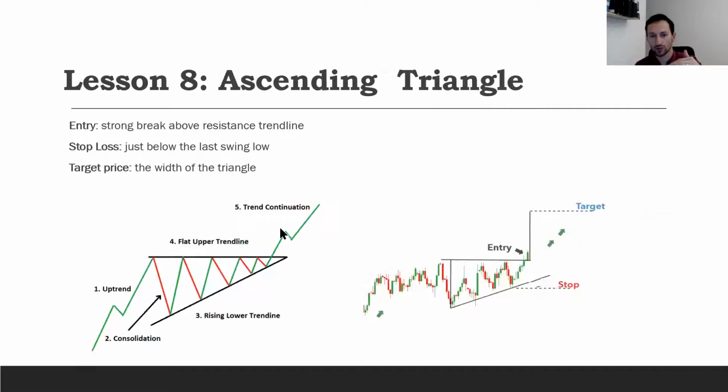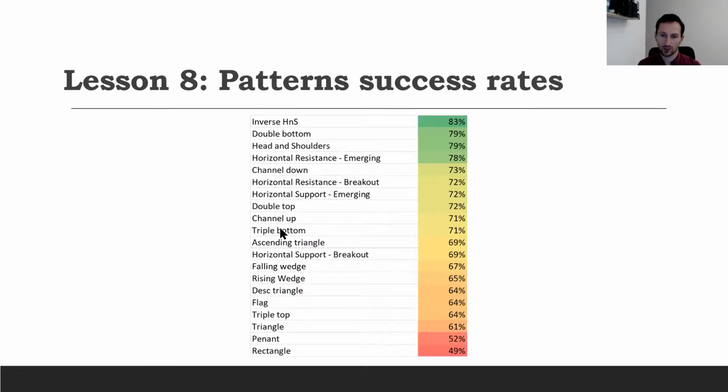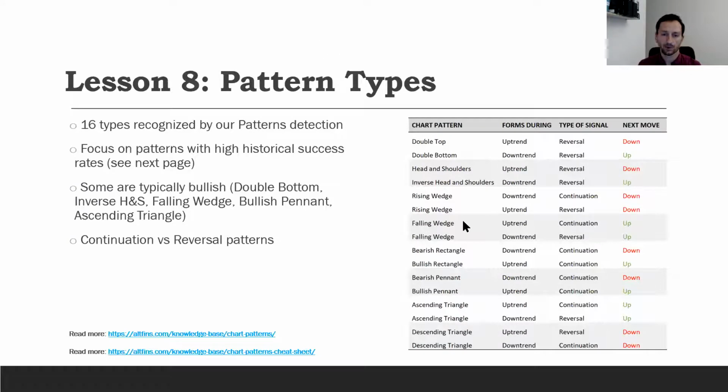So it's a continuation. If you look at the cheat sheet again here, the falling wedge, if it happens in the uptrend, it typically breaks out in the direction of the uptrend. So it's a continuation. If it appears in the downtrend, then it's a reversal. It will reverse the downtrend to the bullish, to the upside, and therefore it's a reversal pattern, and the typical direction is up. Again, this is typical.